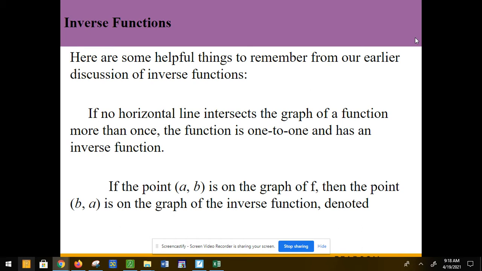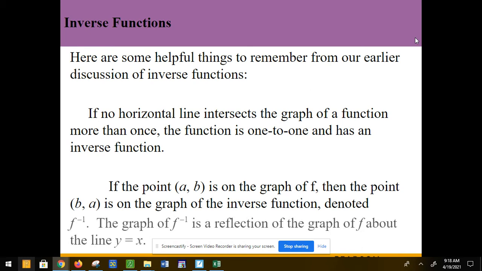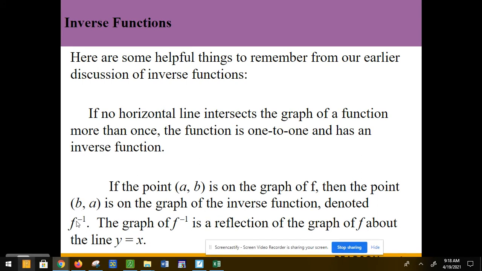If the point (a, b) is on the graph of f, then the point (b, a), just flipping the x and the y values, is on the graph of the inverse function. And then we note the inverse function using that -1 exponent. It's not an exponent of -1, it's a symbol for inverse. The graph of f inverse is a reflection of the graph of the original f function about the line y equals x. So that diagonal line y equals x, it flips it over that because you're flipping the x and the y values of every point.